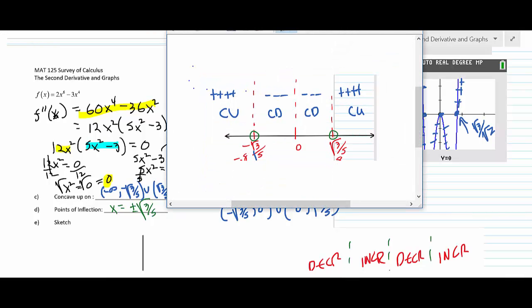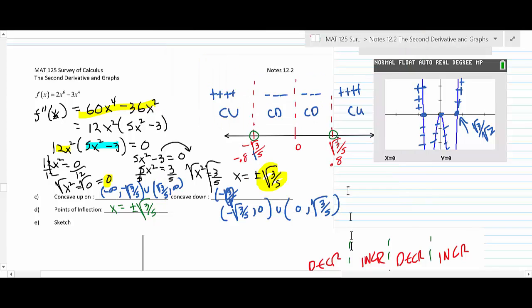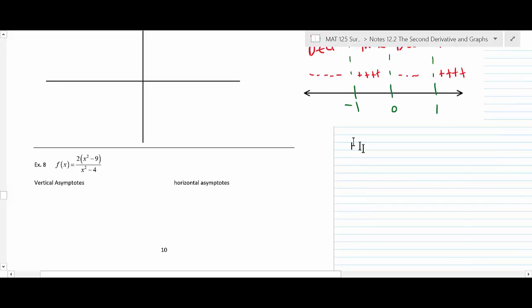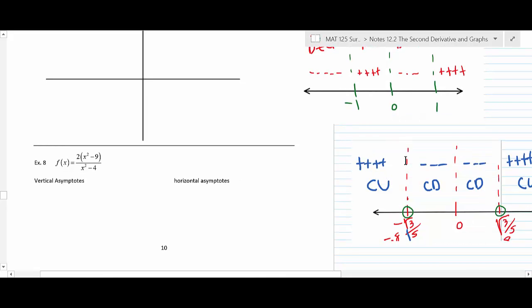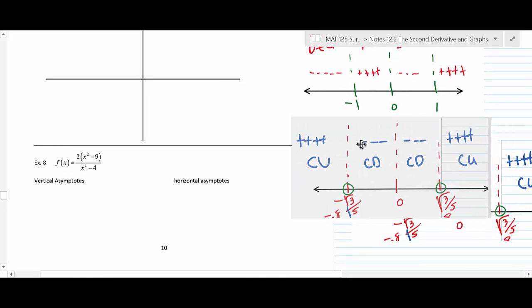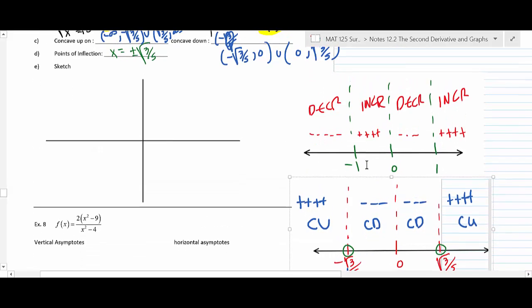Okay, and let me take a snapshot of this. What we're going to try to do is get this whole thing put together here. Let's see what we can get put together. Okay, so let's see what we have.